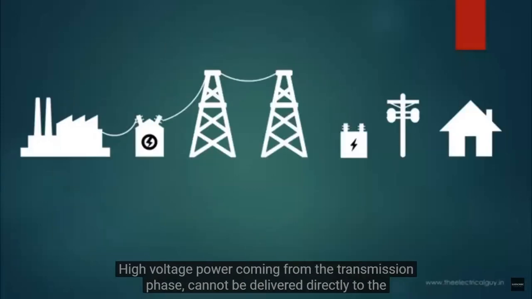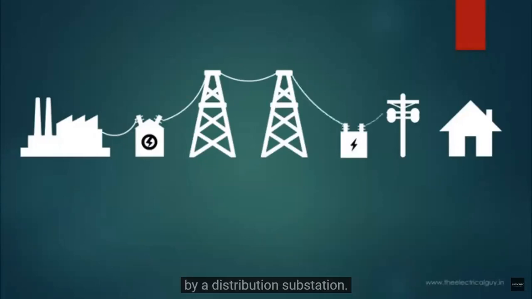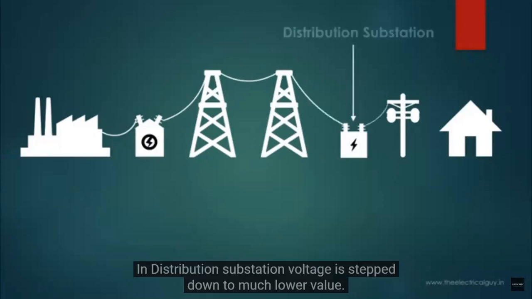High voltage power coming from the transmission phase cannot be delivered directly to the end user. The voltage level must be lowered before delivering the power to the end consumer, and this is done by a distribution substation. In the distribution substation, voltage is stepped down to a much lower value.